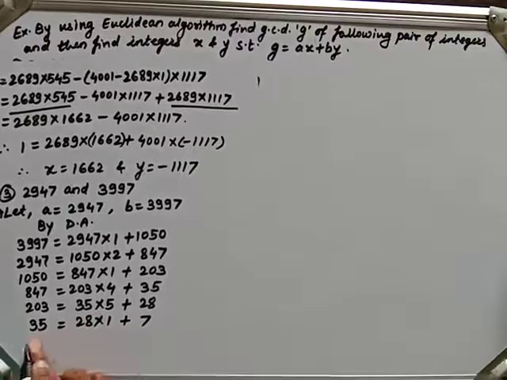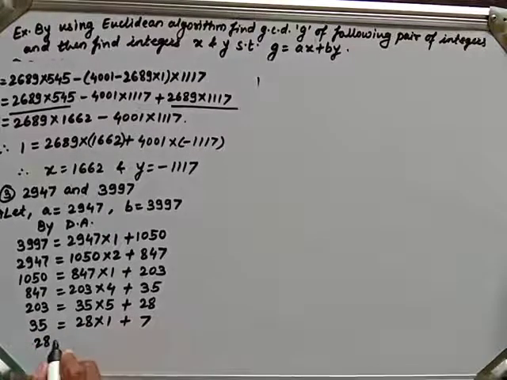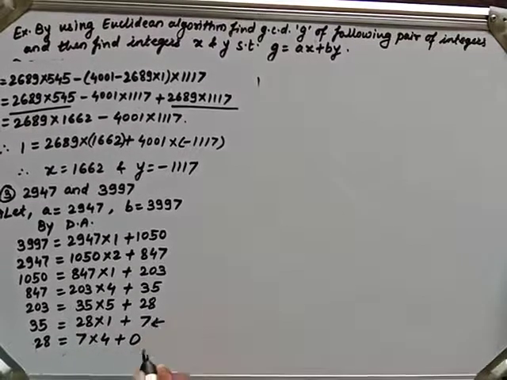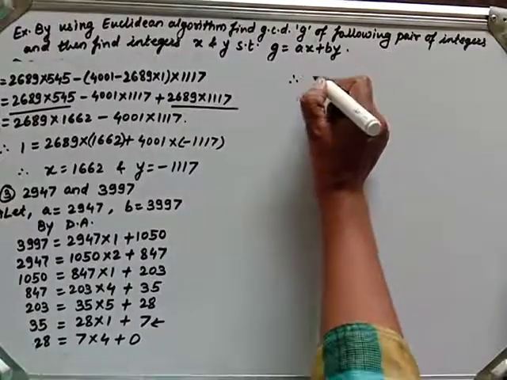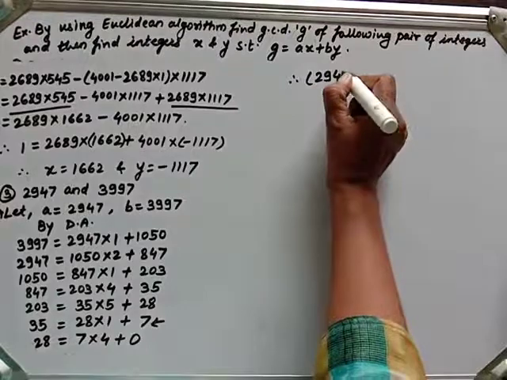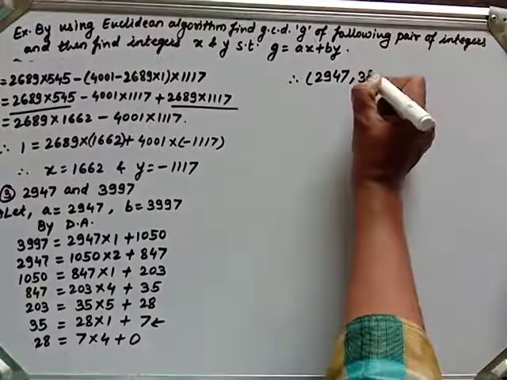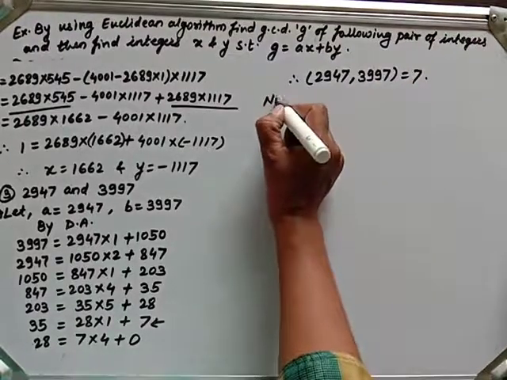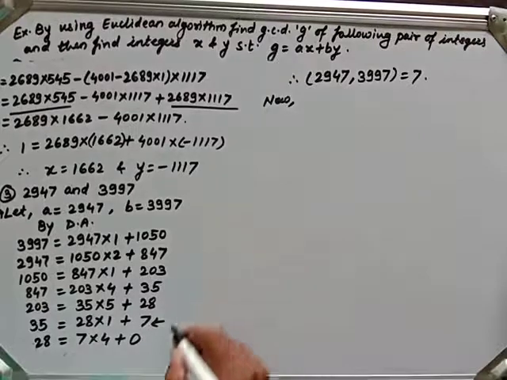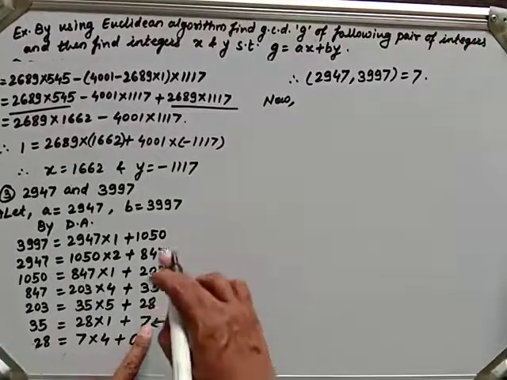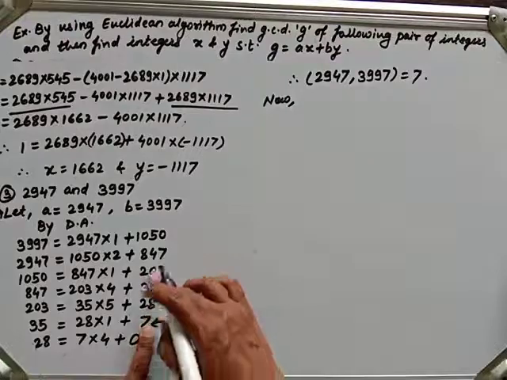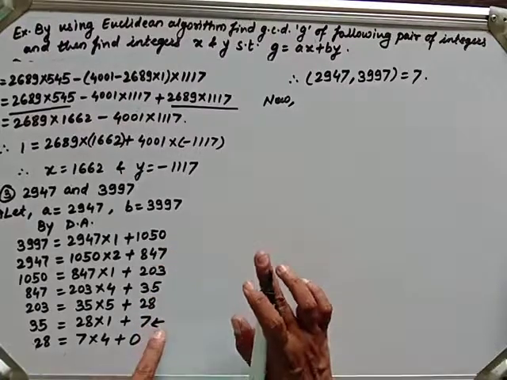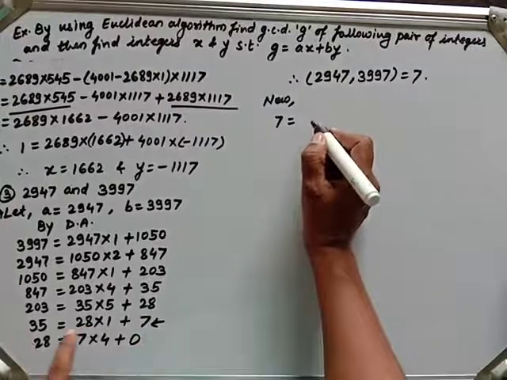Again 28 is equal to 7 into 4 plus 0. So from this we get the GCD. So I can say therefore the GCD of 2947 and 3997 is 7. Now we have to express it as a linear combination. So again we will start from this equation. Every time we have to substitute the value of remainder from each equation till the first equation. So 7 equals what we get?